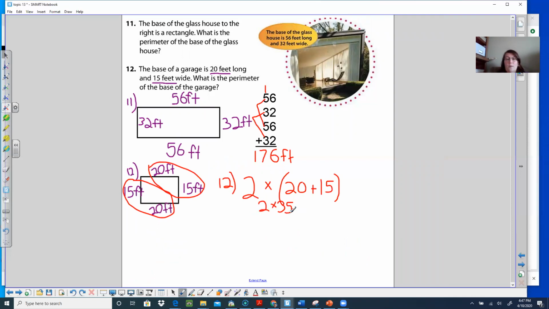And 2 times 5 is 10. So keep that in your head that you're going to have 10. 2 times 30. 30 plus 30 is, hopefully you just thought 60. Now we still have that 10 we have to add back on. So we end up with a total of 70. And our unit is feet. So make sure that you have labeled that. And I think that's our last problem, but I'm going to go look.